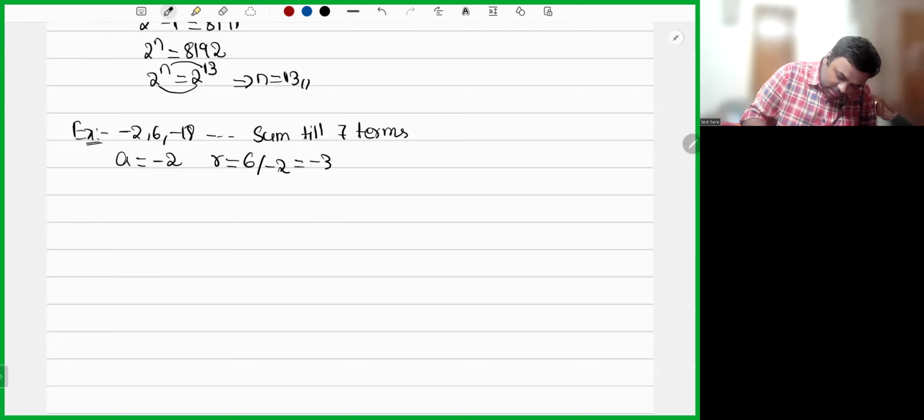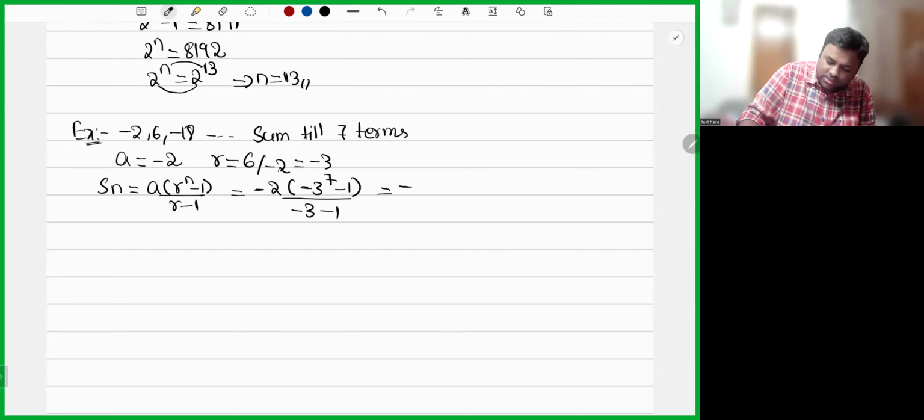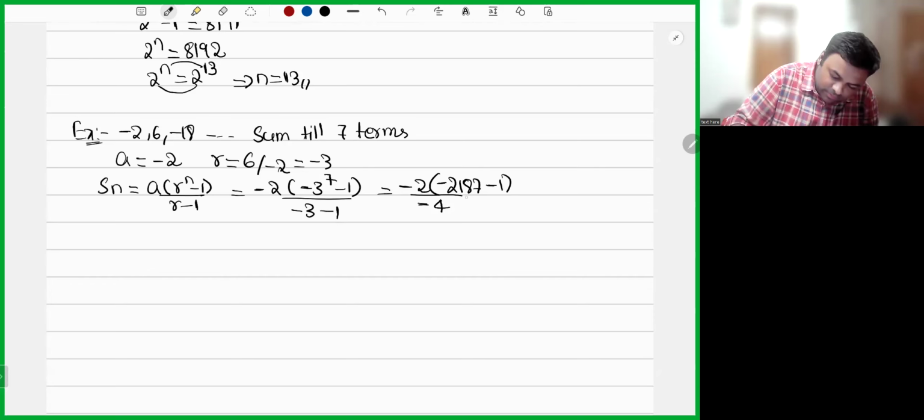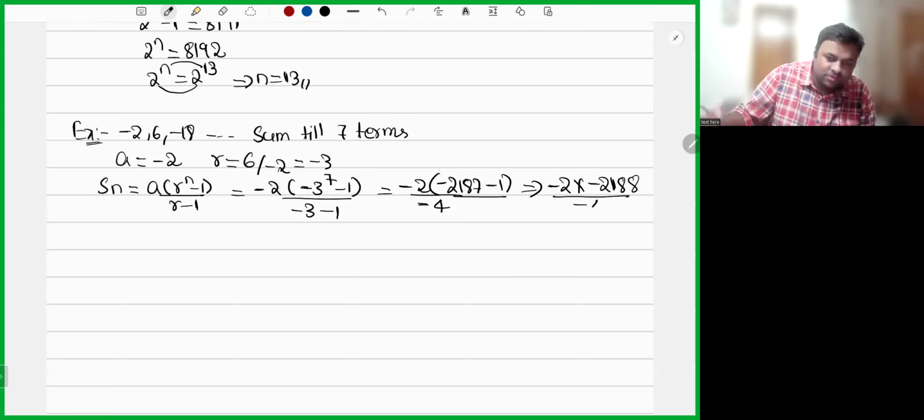I want the sum till n terms: A into r power n minus 1 by r minus 1. Minus 2 into minus 3 power 7 minus 1, divided by minus 3 minus 1. So minus 2 divided by minus 4. What is 3 power 7? Let's calculate. 3 square, cube, power 4, power 5, power 6, power 7. 2187. Minus 2187 minus 1. So minus 2 into minus 2188 divided by minus 4.